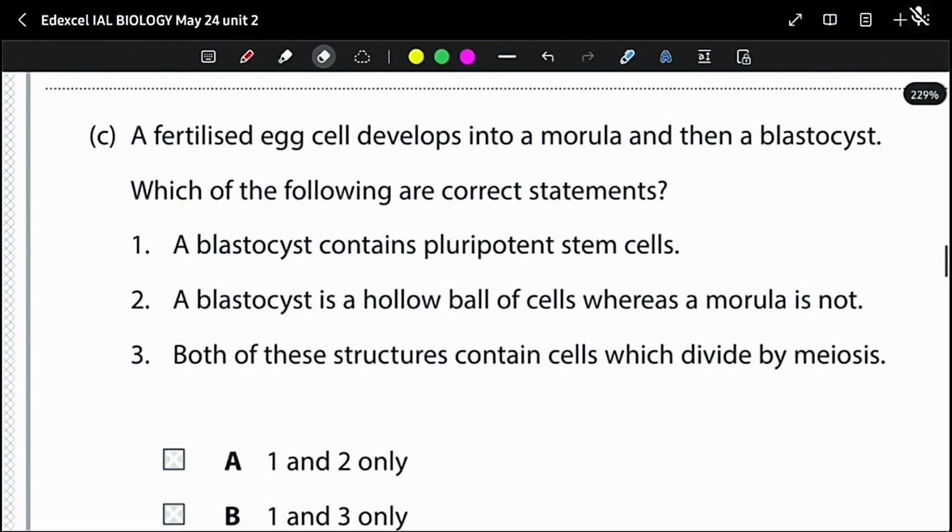Here, it should be mitosis, not meiosis. So 3 is wrong. The cells are divided by mitosis, not meiosis. So the correct answer should be 1 and 2 only, which is A.